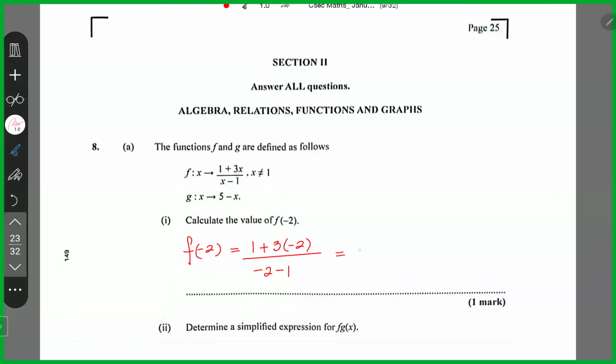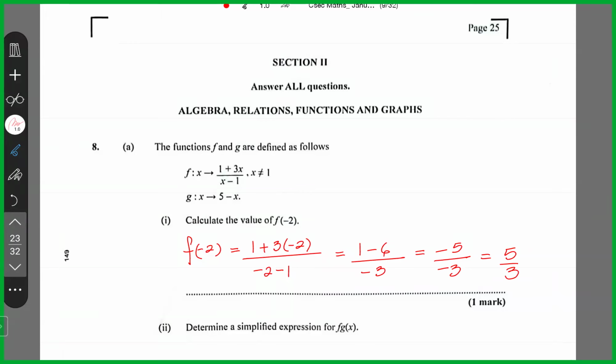Up top, I'm going to have 1 minus 6. Down by the bottom, minus 2 minus 1 is minus 3. This is minus 5 up top. Down bottom, minus 3. And negative divided by negative is a positive 5 over 3. f of minus 2 is 5 over 3.